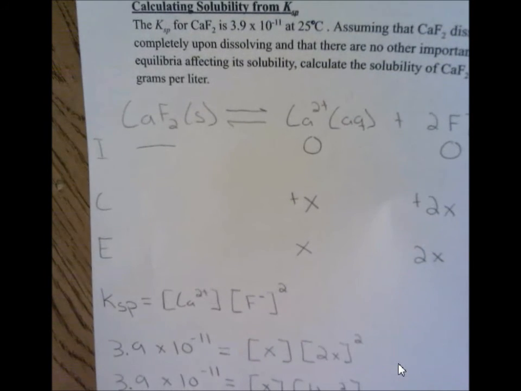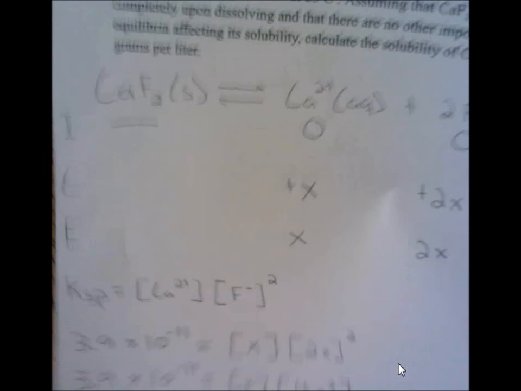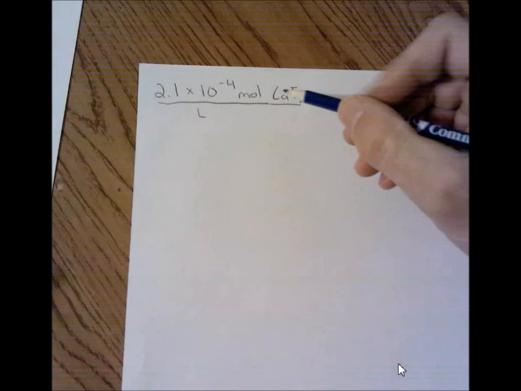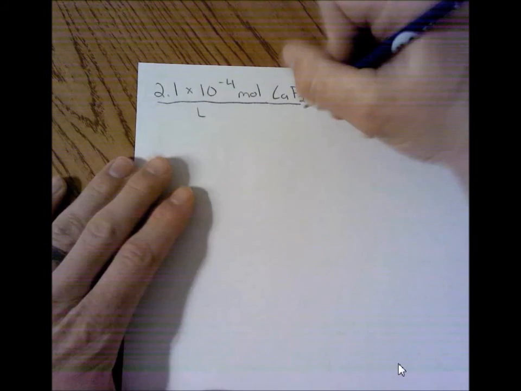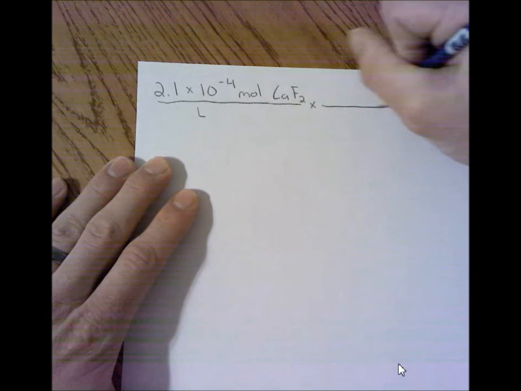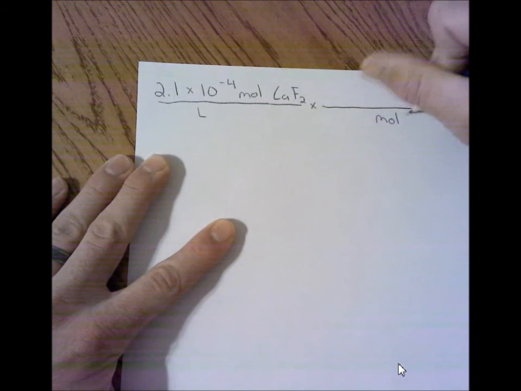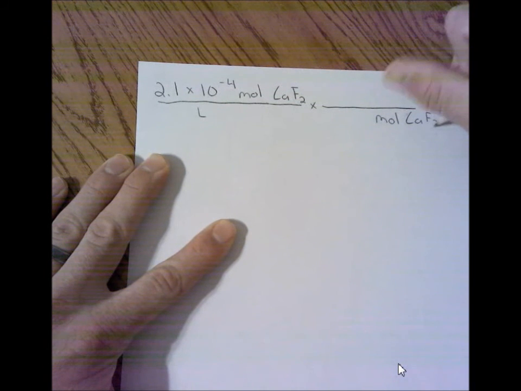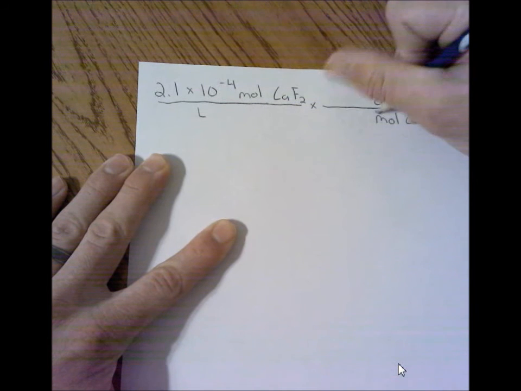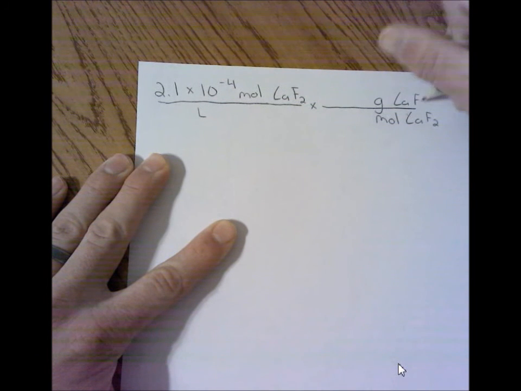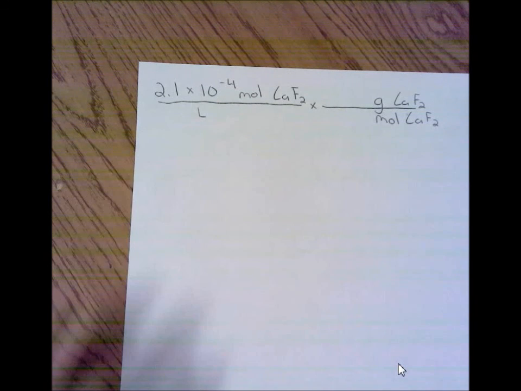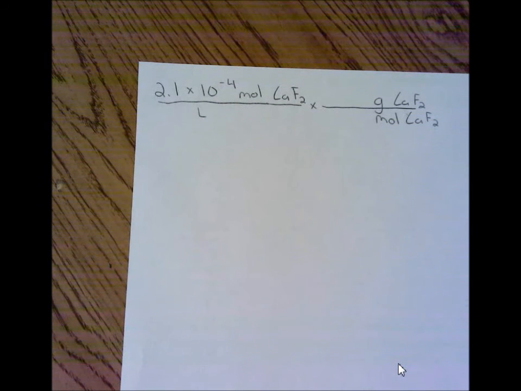So because we are dealing with calcium fluoride, what we are going to do is this. We don't want it in moles per liter. We want it in grams per liter. So what we do is cancel out moles of calcium fluoride, and on top, we put grams of calcium fluoride. So when we do this, all we have to do is find out the molar mass of calcium fluoride.